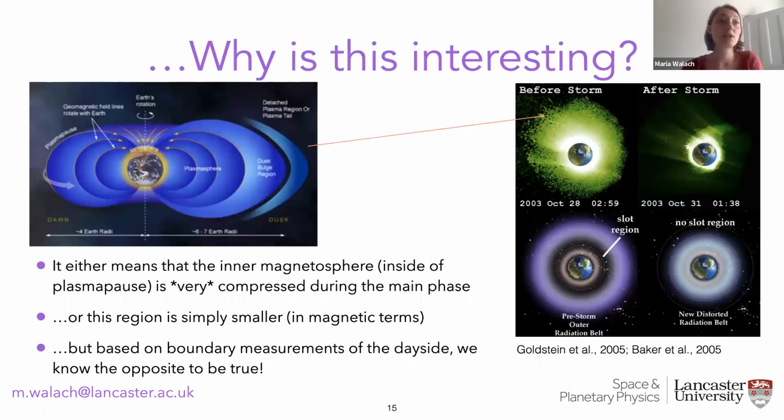Why is this interesting, or why should you care? Well, it either means that the inner magnetosphere inside of the plasmasphere is very compressed during the main phase, or this region is simply smaller in magnetic terms than we think it should be. But based on the boundary measurements that we saw on the last slide, we know the opposite of this to be true. So it really is an open question of how these dynamics fit together.